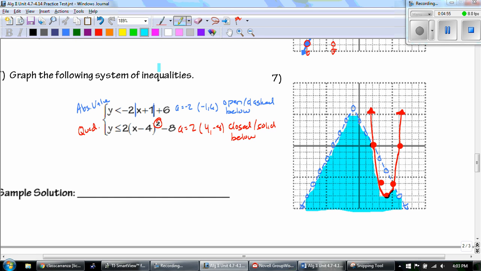Now, a sample solution, once again, can be anywhere in the shaded area. You know me, I like to be nice and safe. So my sample solution is at 0, -5.